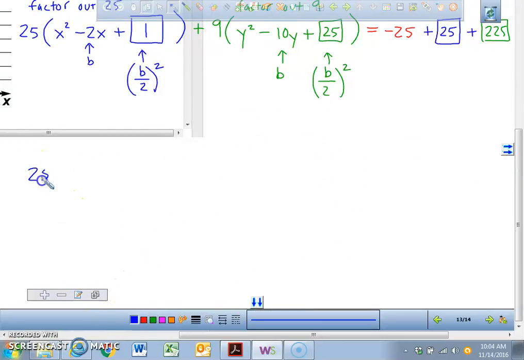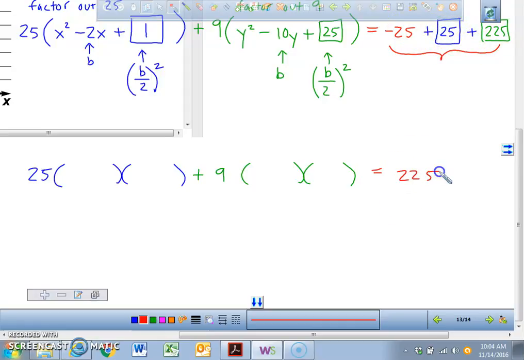We have 25. We're going to learn how to factor this right here. Plus 9. Doing double parentheses because we're going to factor this expression and we're going to factor this expression. Alright? Equals. Now, if I combine all of these together right here, everybody, if I have negative 25 plus 25, that cancels out to 0. So I'm simply left with 225 over here on the right.